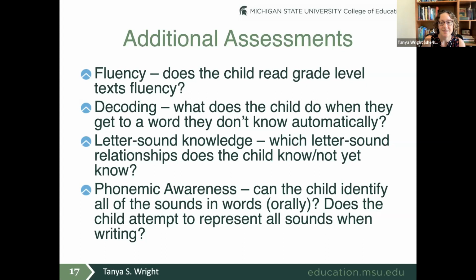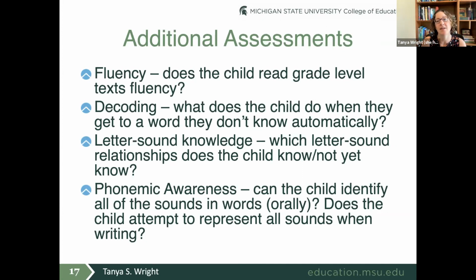That's quick and easy and is part of observing in the classroom, right? When you're watching a kid write and they try to represent the sound, not do they pick the right letters, but do they even attempt to put a letter there for each sound? That tells you something about their phonemic awareness, okay? So all of these questions can be answered by a teacher in the classroom.